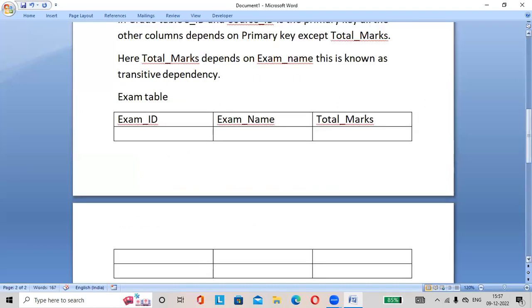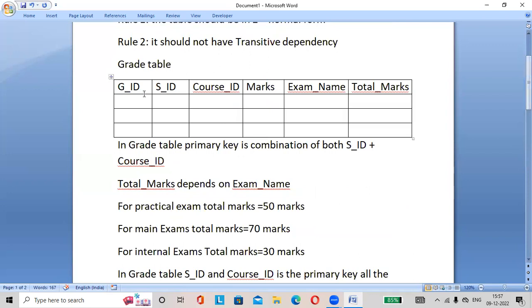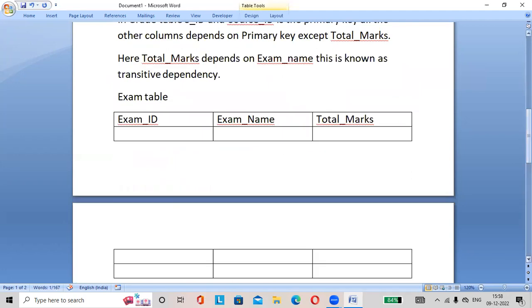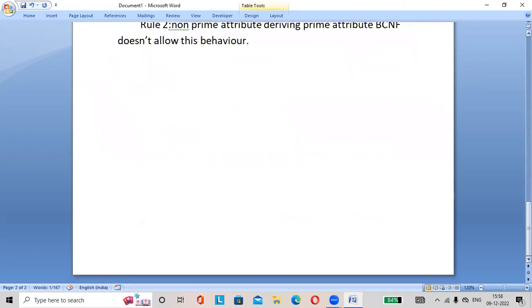We'll check this table. See here, what are the prime attributes? Student ID and course ID are the prime attributes. Here total marks is a non-prime attribute. What does BCNF say? A non-prime attribute deriving the prime attribute is not allowed by BCNF. Total marks is a non-prime attribute. This total marks is deriving what? Course ID, a prime attribute. This feature is not allowed in BCNF. Is it clear, ma'am? We'll consider one student table.